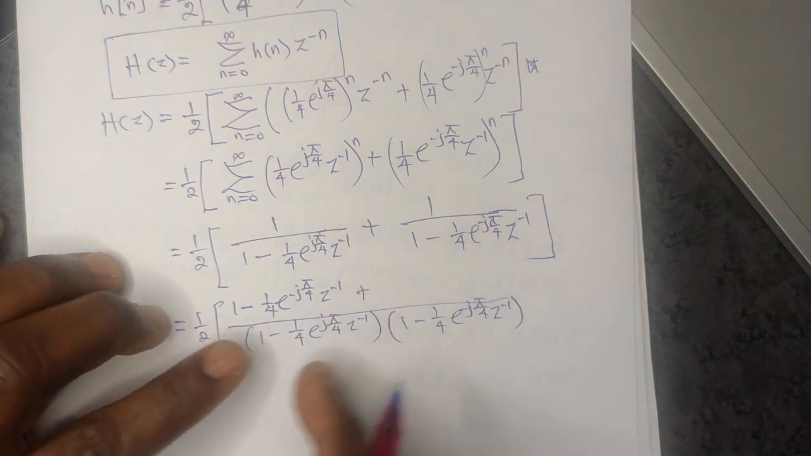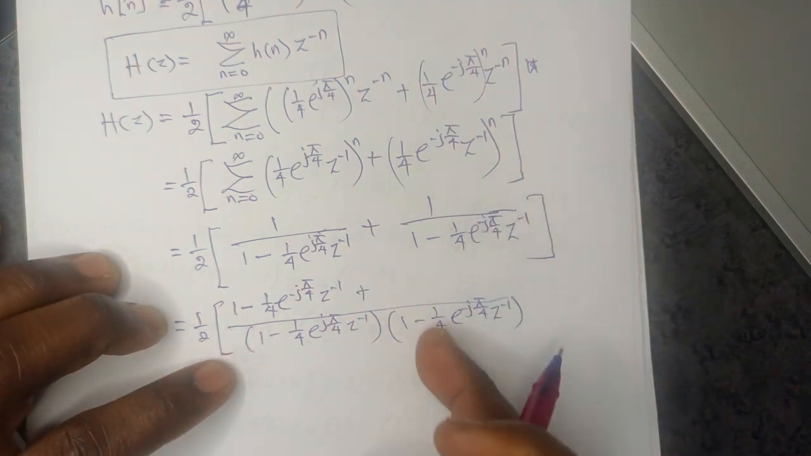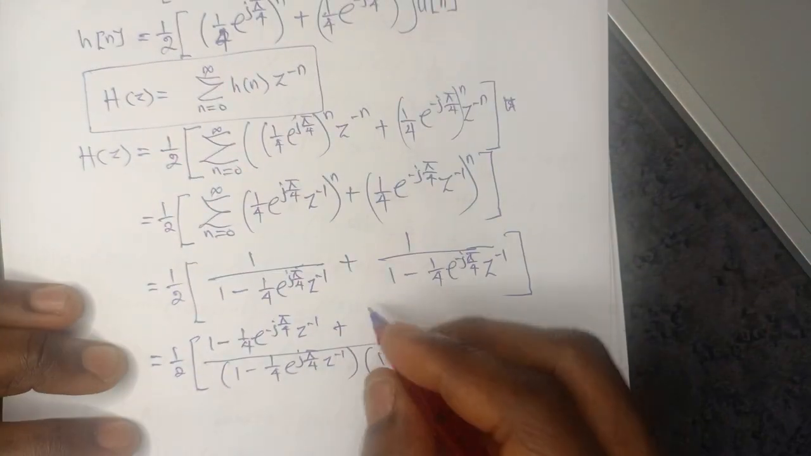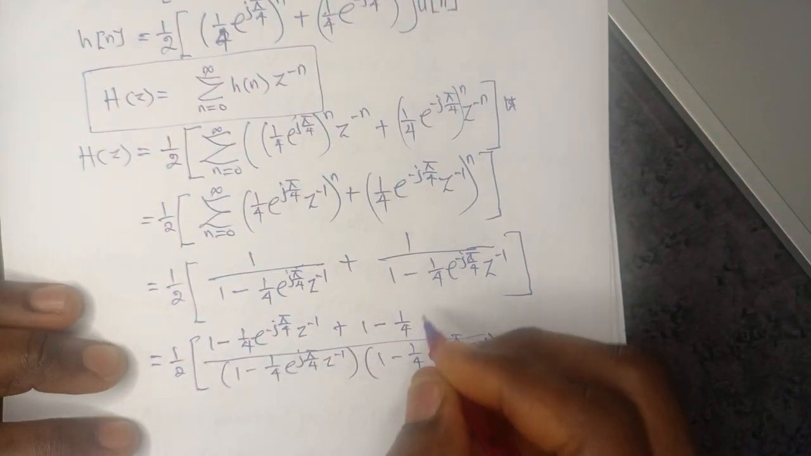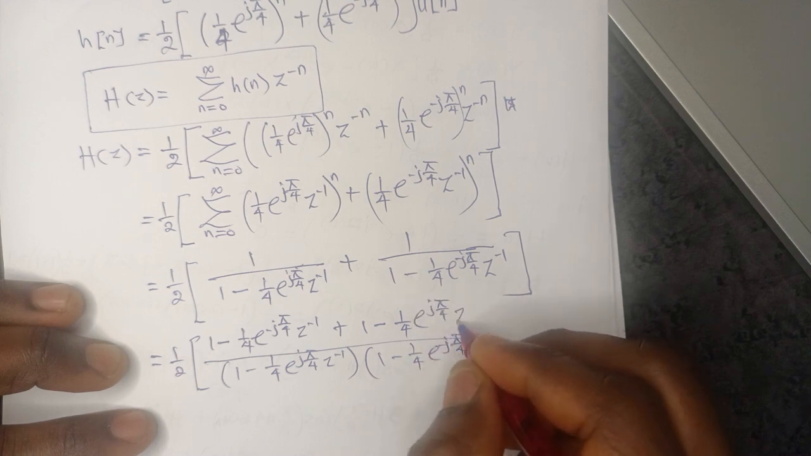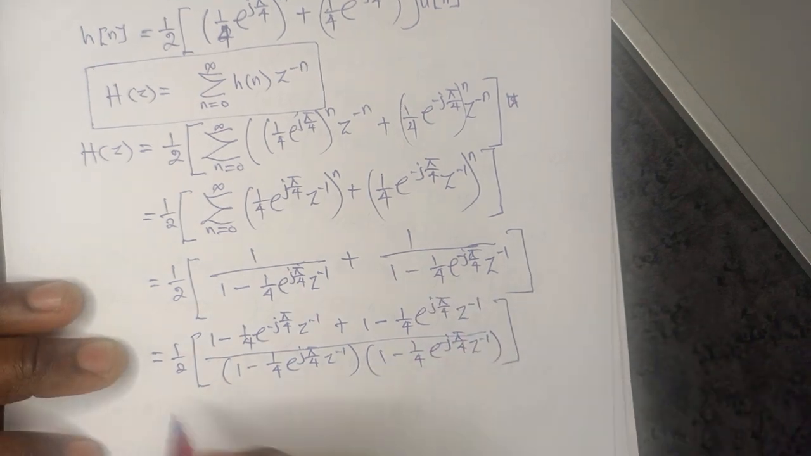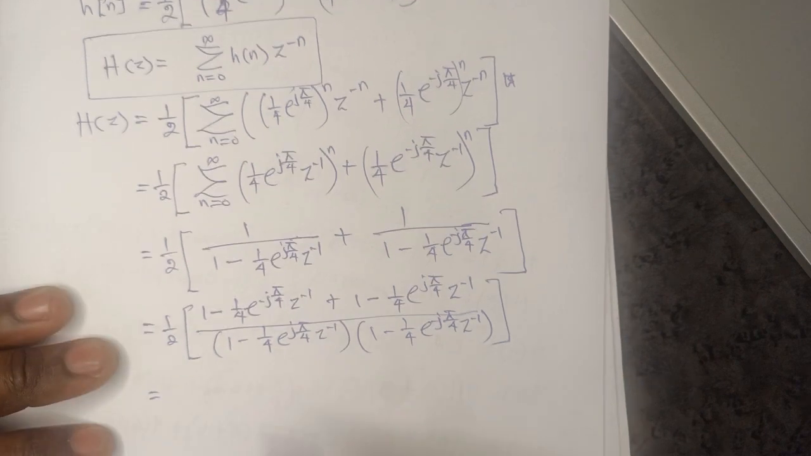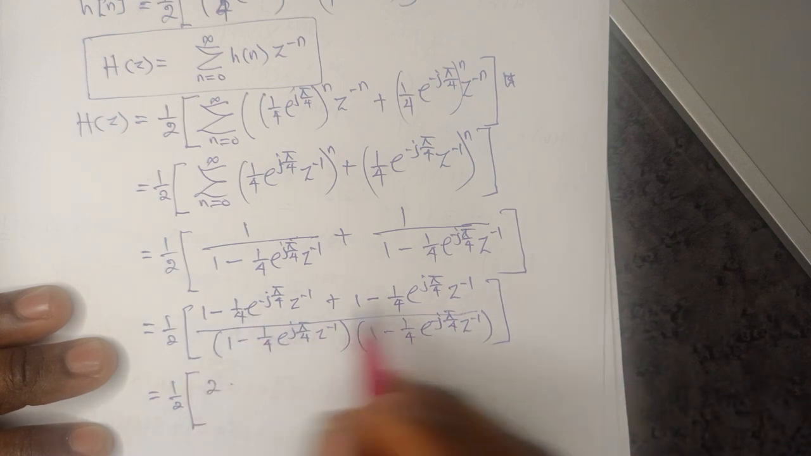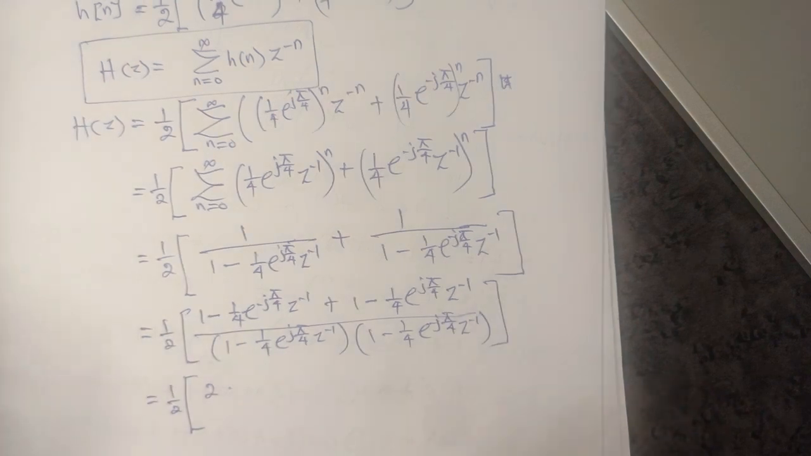Then plus, now this also, this and this will cancel this, we are left with this, and it is going to multiply 1, and you have 1 minus 1 all over 4 e raised to the power j pi all over 4 z raised to the power minus 1. So that's the expression we're going to come up with at the end of the day. So this is going to be 1 plus 1 here is going to be 2, right? So also, these and these now, they have something in common.